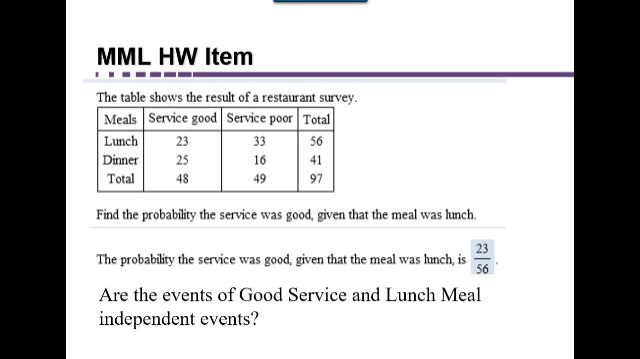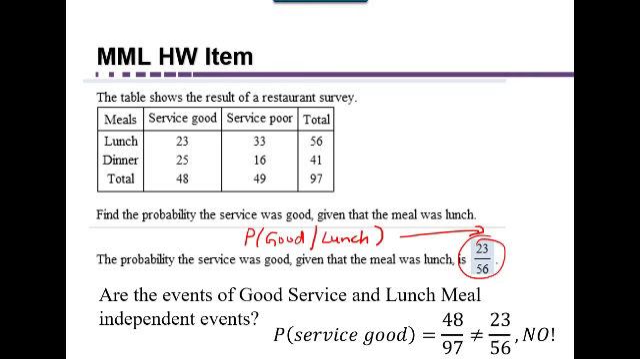Okay, so they will be independent if knowledge that the lunch meal occurred did not change the probability of service being good. So what we found was the probability of good service given that the meal was lunch was 23/56. So let's compare that to just the flat out probability that the service was good. Probability that the service was good is going to be the total number of people who said service was good out of the total number who took the survey. And we're not excluding dinner this time. So that would be 48/97, which is not equal to 23/56.